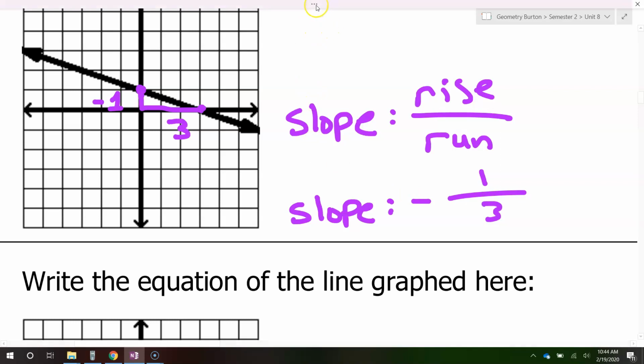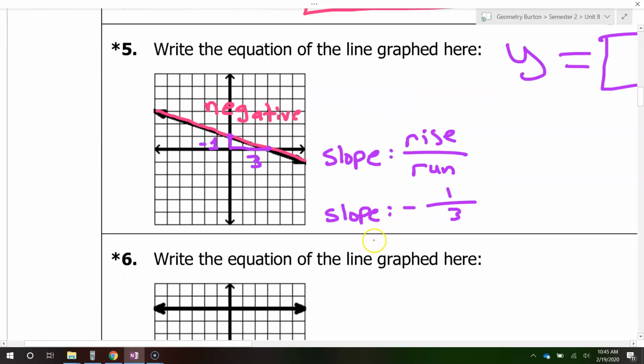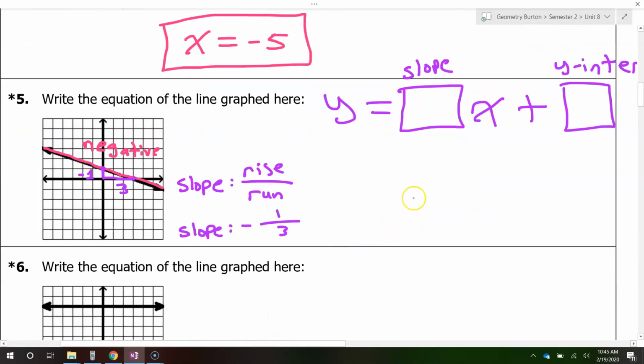Or another way to look at it is, as we travel from left to right, we are going downhill. And a downhill slope is a negative slope. So at a glance, we know it should be negative. So -1/3. All right, so now we have the slope. So the slope is -1/3. So that will go right here.